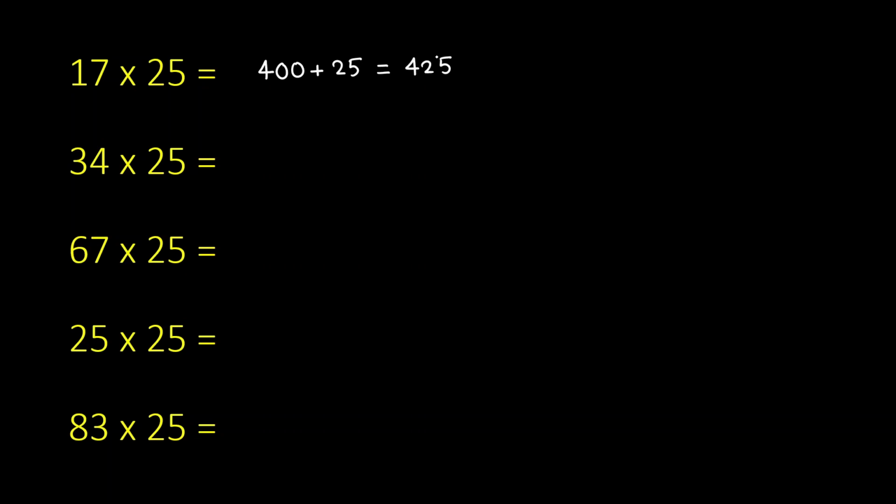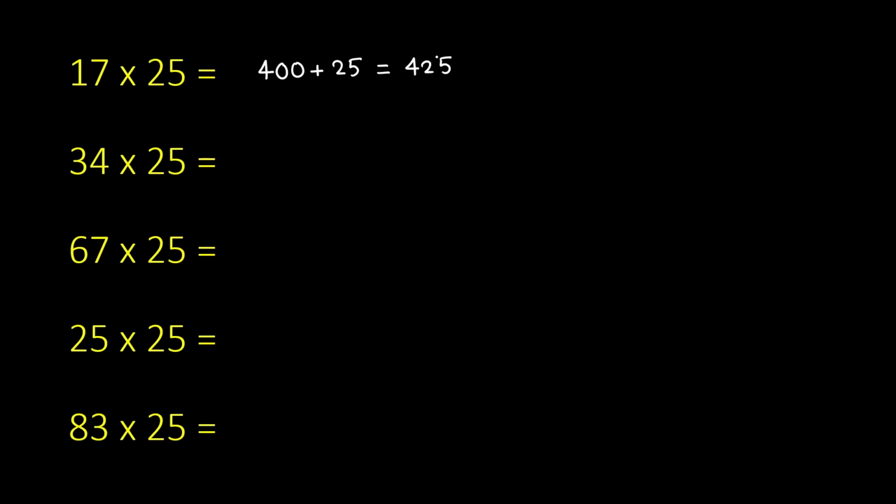Next, 34 when you divide by 4, the quotient is 8. So 8 hundreds plus what is the remainder? 34 minus 32 is 2. So the remainder is 2. 2 25s are 50. So that is 800 plus 50 is 850.